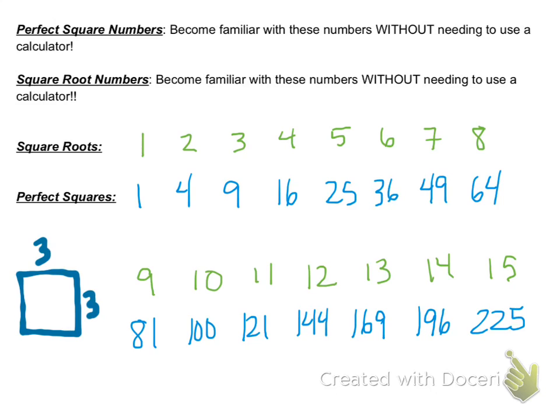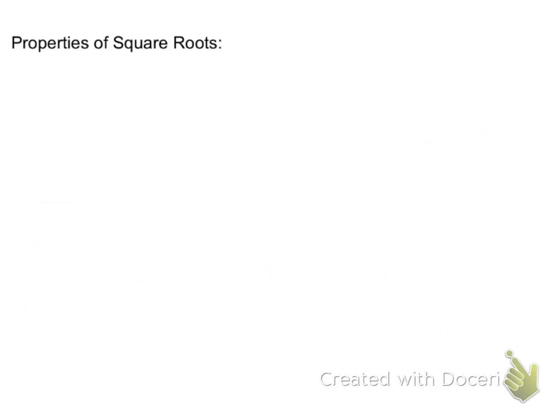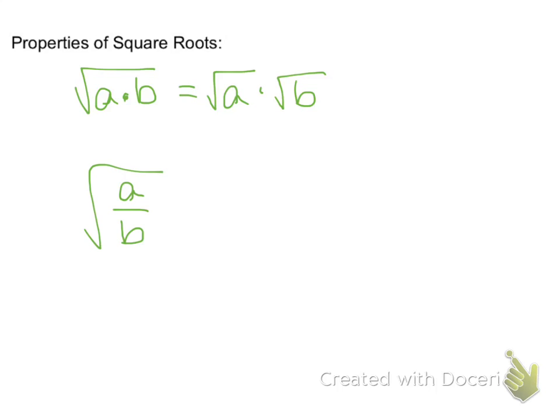Then, in using these perfect square numbers and their square roots, we need to become familiar with two very important properties of square roots. The first one is that if I'm multiplying two numbers together underneath the radical, I could break this up into the square root of a times the square root of b. So you can break a number up into any pair of its factors, or any three if you'd like. The other property is that by division, if I have the square root of a over b, I could rewrite this as the square root of a over the square root of b. This enables us to simplify square roots a little bit more.